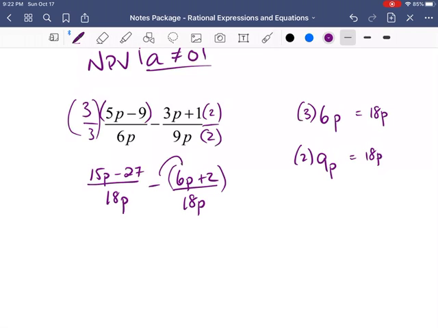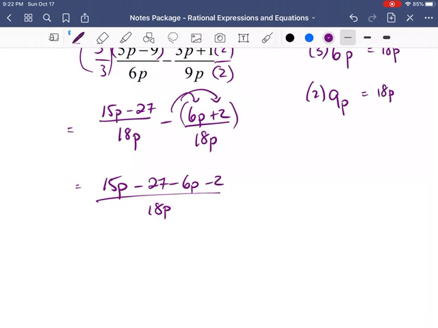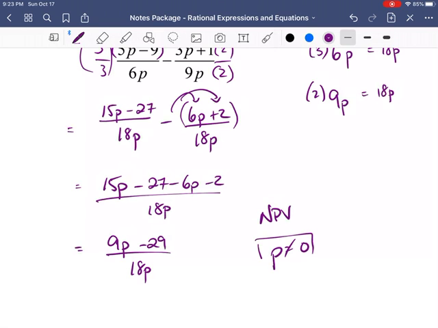So when we subtract, the negative sign gets distributed, so you end up with 15p minus 27 minus 6p minus 2 over 18p, not 36p squared or 36p, or if you're multiplying 18 by 18, also not correct. So we end up with 9p minus 29 over 18p, and our non-permissible values, p cannot equal 0.